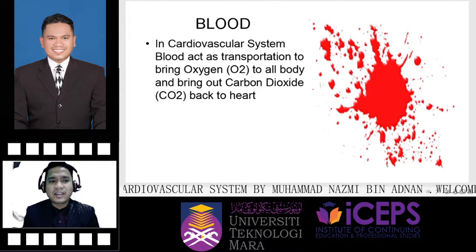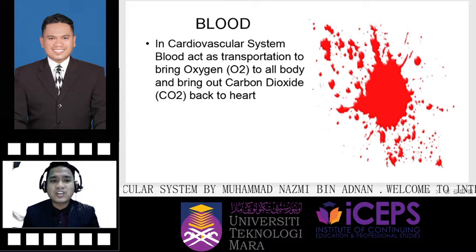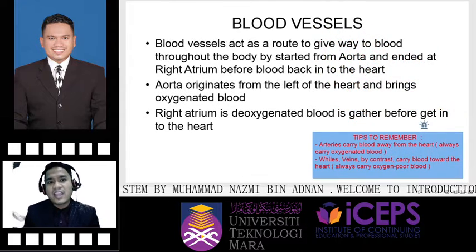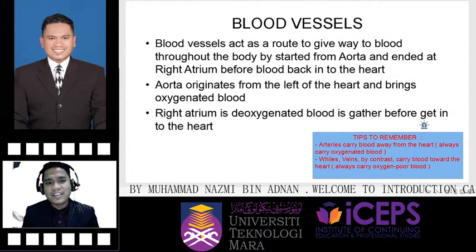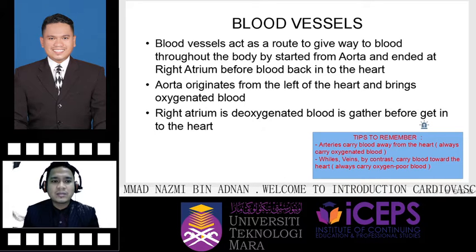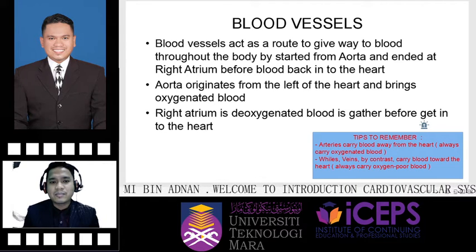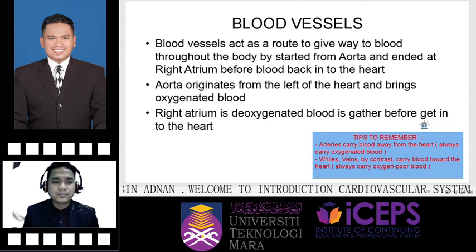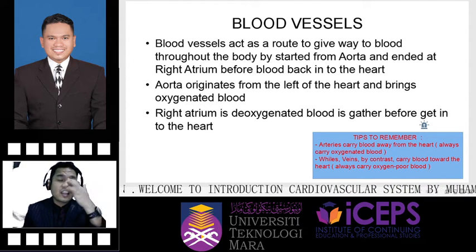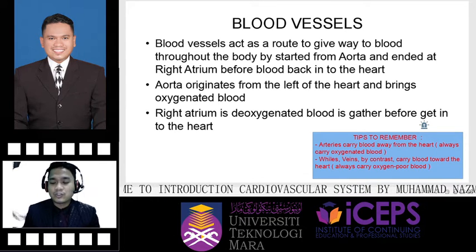Second component is blood. In the cardiovascular system, blood acts as transportation to bring oxygen to the whole body and bring carbon dioxide back to the heart. And the third component is blood vessels. Blood vessels act as a route for blood throughout the body, starting from the aorta and ending at the right atrium before blood goes back into the heart. Aorta originates from the left of the heart and brings oxygenated blood. Right atrium is where the deoxygenated blood is gathered before getting into the heart.